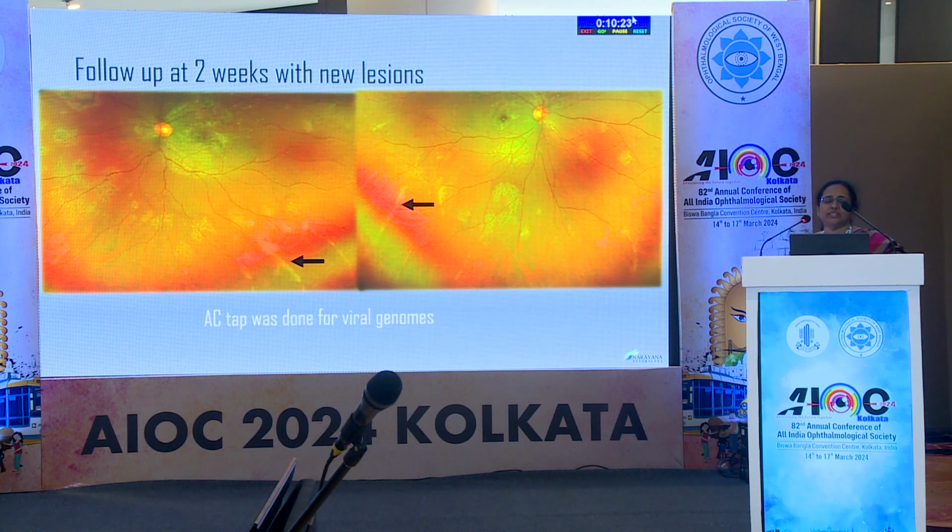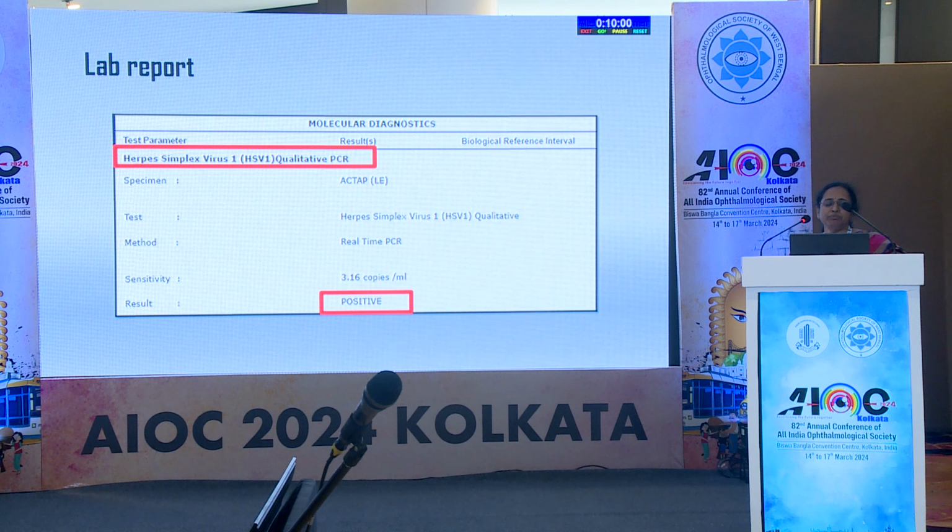Following 2 weeks, we could see resolving placoid lesions with pigmentation, but we did notice linear track-like lesions in the retinal periphery. The picture is different. So at this point of time, we did the AC tap for PCR. In addition to TB, the viral genome was tested because of the dendritic pattern of the lesion. Herpes simplex 1 came positive by PCR.